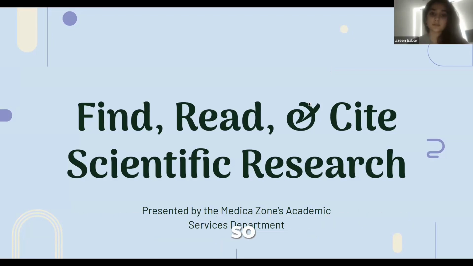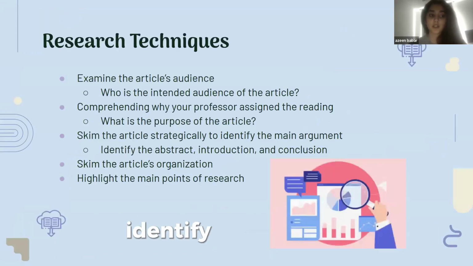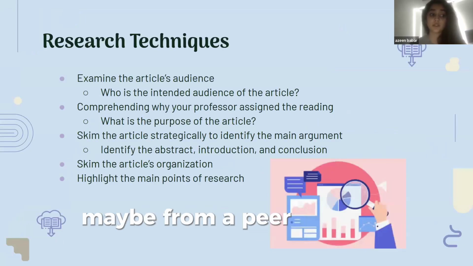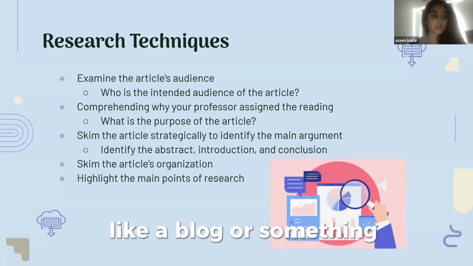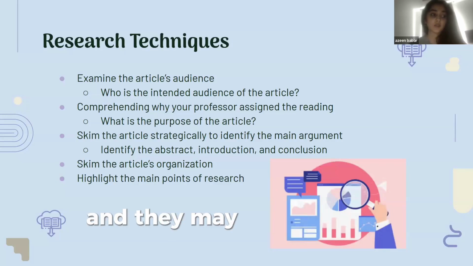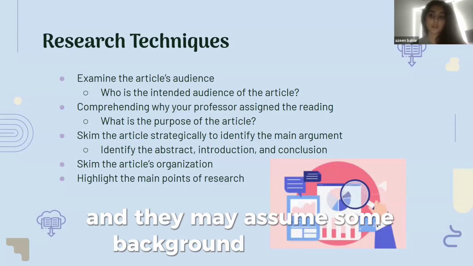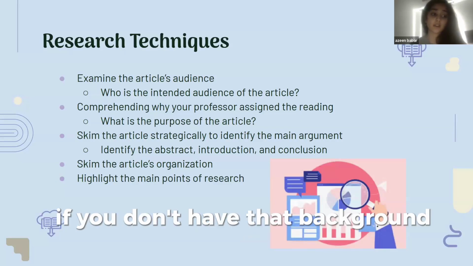Okay, so let's start with the basics of reading a research article. Firstly, identify the audience. Is the article written for scholars, maybe from a peer-reviewed journal, or is it a more general source meant for the public, like a blog or something? Scholarly articles tend to be shorter and more technical, and they may assume some background knowledge. So you might have to Google some things if you don't have that background knowledge.